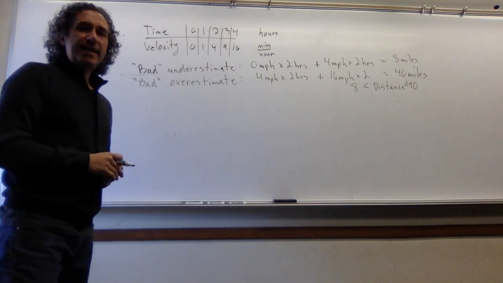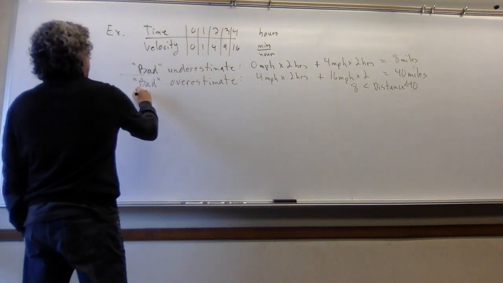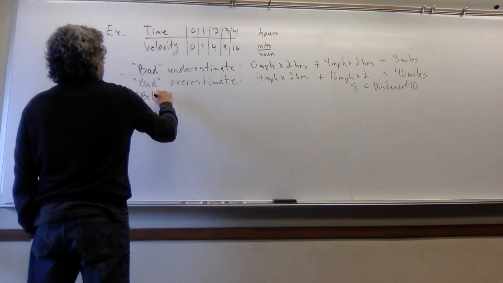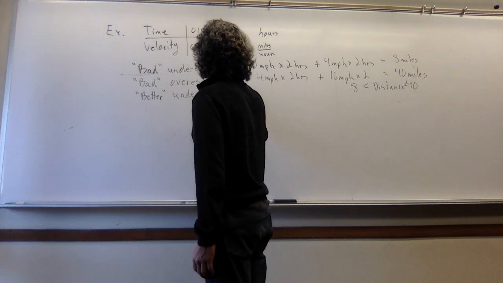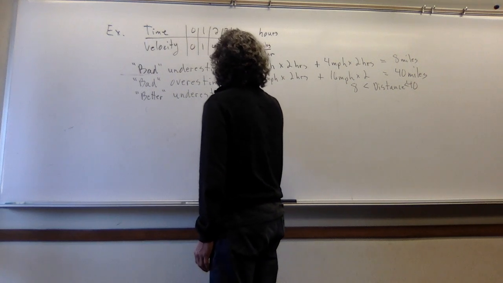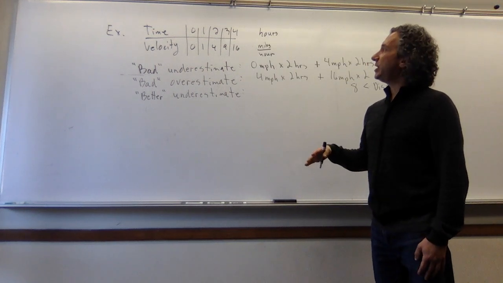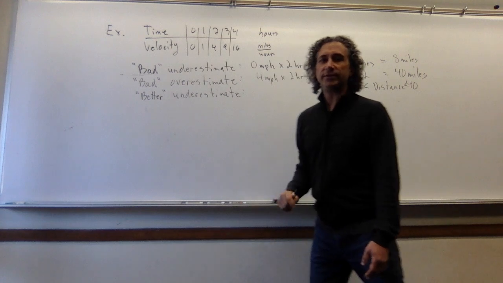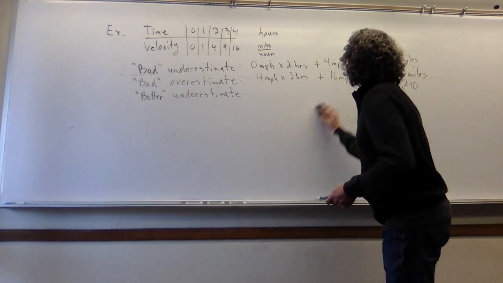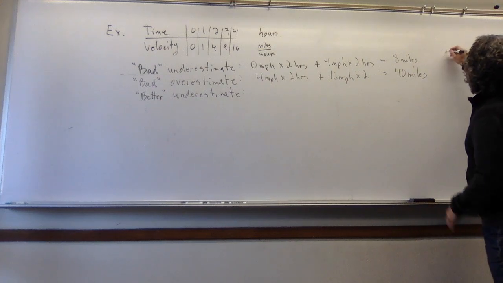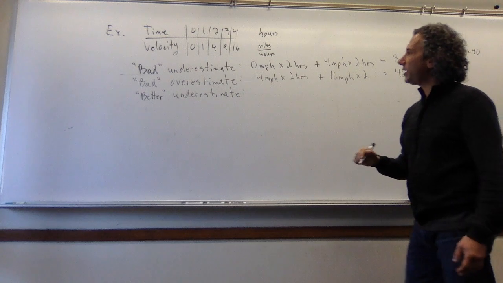All right, so let's now come up with a better underestimate. Now we want a better underestimate. So how are we going to do that? Well, by the initial discussion, we're just going to use more subintervals. So let's use 4 subintervals. So 8 is less than the distance, less than 40.